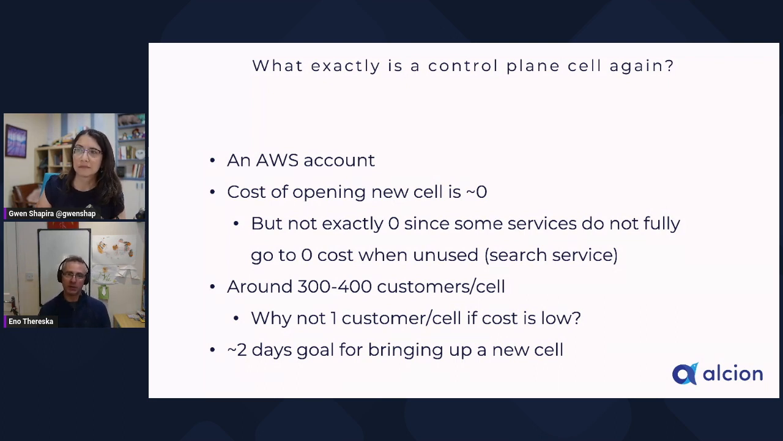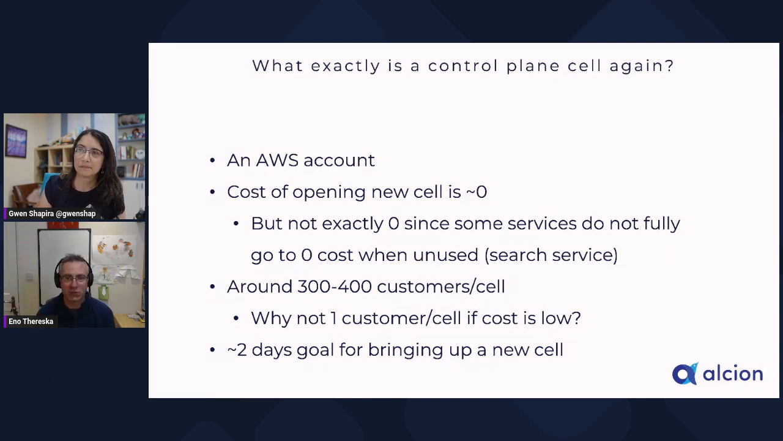I hope in the next couple of months or years, this service's cost also goes to zero if you don't use it. Because then, really, truly, the cost of opening a new cell is zero. Right now, again, it's not zero because, for example, the search service has a baseline cost. I think it's something like $700, probably, even if you don't do anything at all, right?